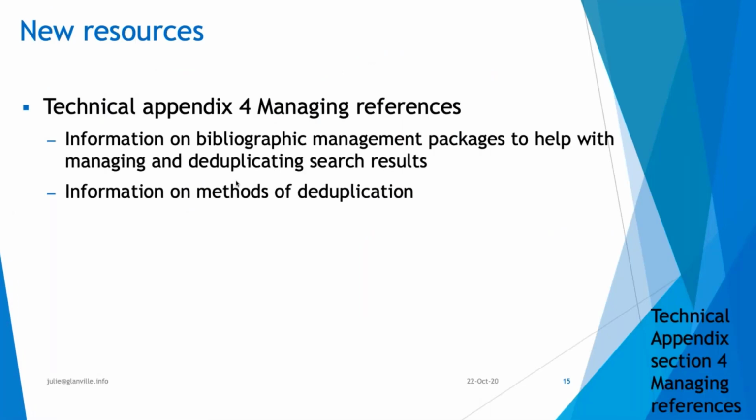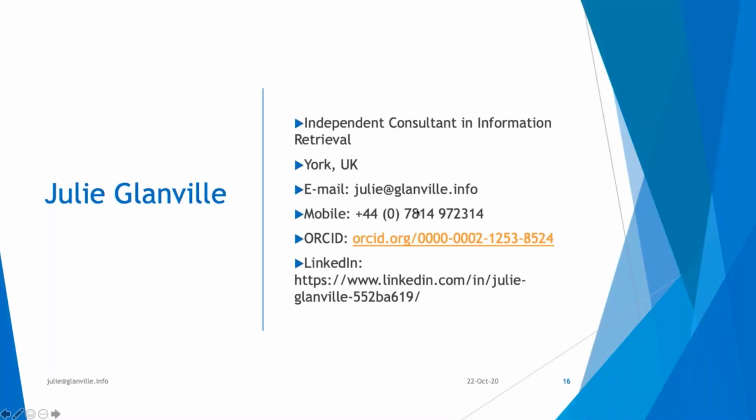There is also now a technical appendix 4, which is about managing references, and this gives information on bibliographic management packages, which will help with managing and deduplicating search results, and also on algorithms for deduping. So this is potentially helpful information if you're just beginning a review and you're not already well established in your bibliographic management processes. And that's all I was going to cover today.